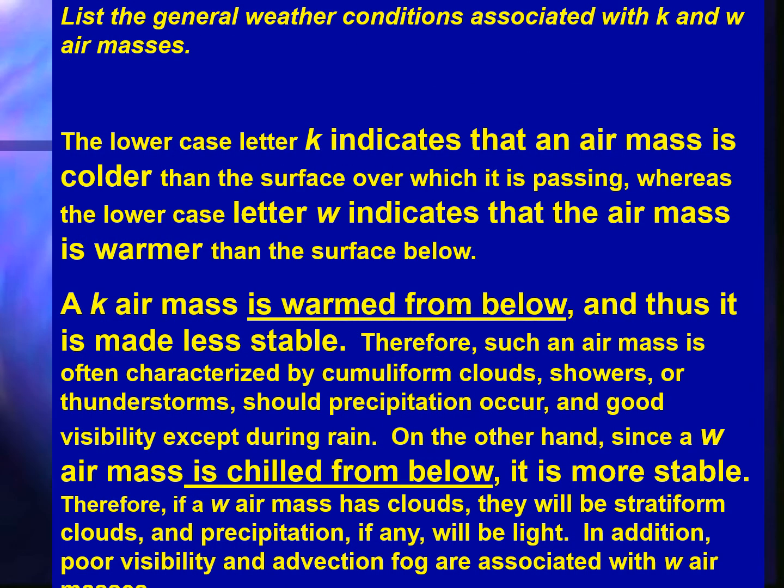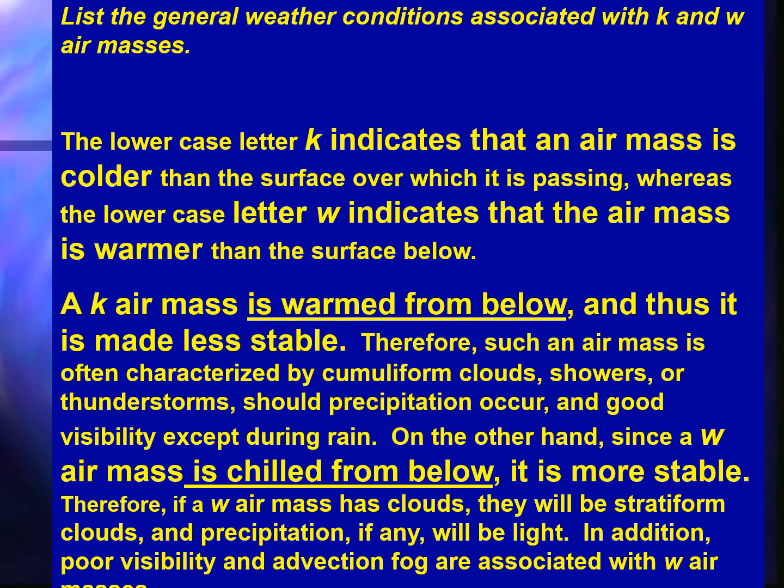All right, so this slide here, the first part of it is basically what we were just saying. If you add K, that means that the air mass was warmed from below, meaning that it was colder than the surface over which it passed. If you see that the lowercase letter w has been added, it means that the air mass was cooled from below, meaning that the air mass is warmer than the surface below it. So now let's look at the bottom part of the screen and discuss what is that going to do to stability, and how might that affect the weather.